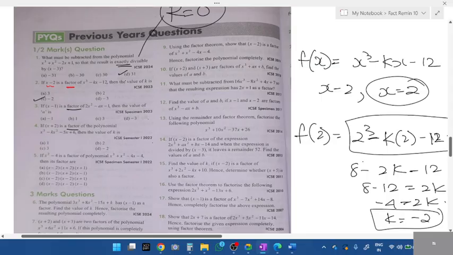2022, 23, 24, almost the same questions they have repeated. If you want, the fifth one, I'll solve. Be quick, complete third and fourth.